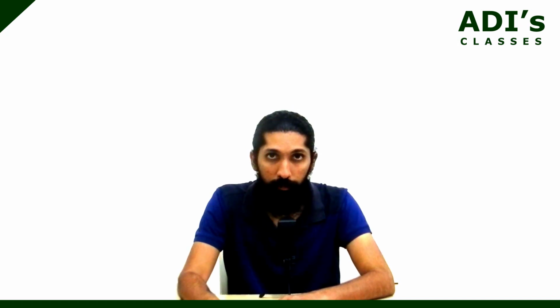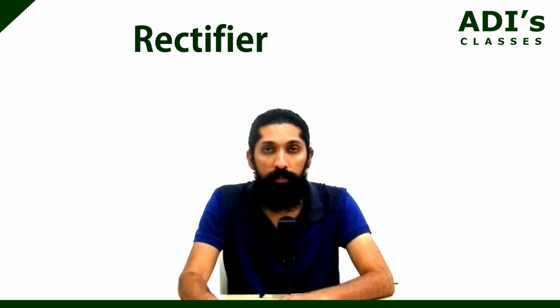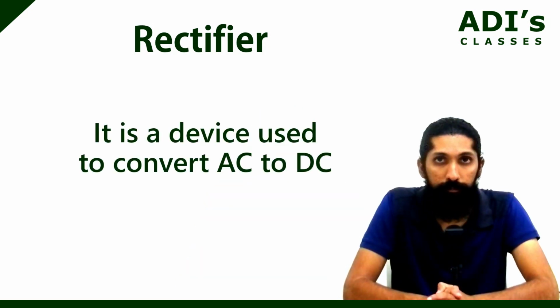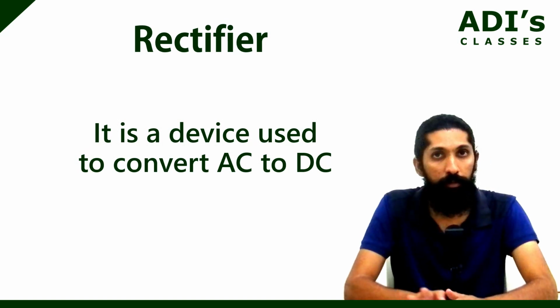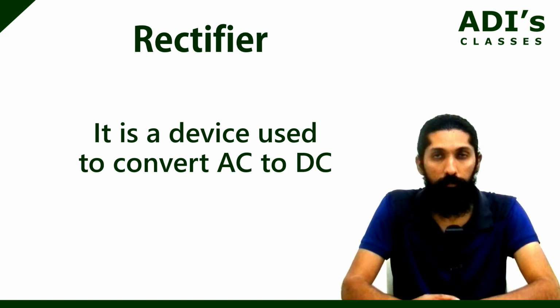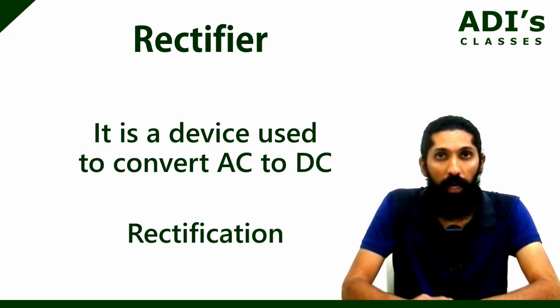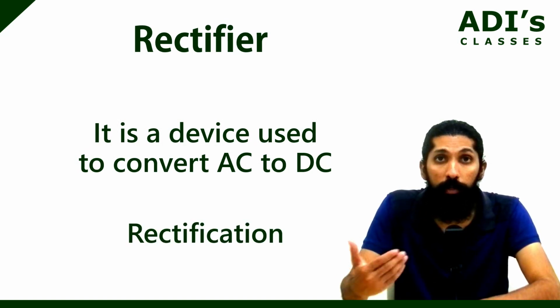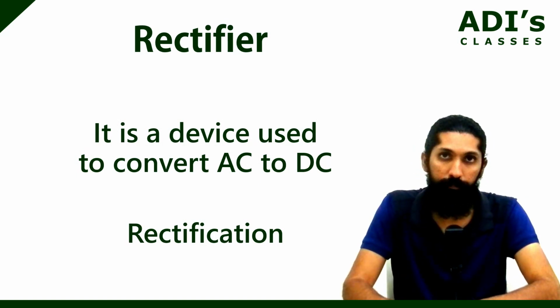These are what we call rectifiers. Now, a rectifier is in the sense what? It is a device which converts alternating current or voltage, AC, into DC, direct current or direct voltage. This is what we mean by a rectifier. And this process, this phenomenon which happens, is what we call rectification.